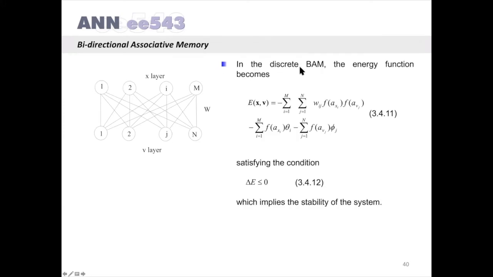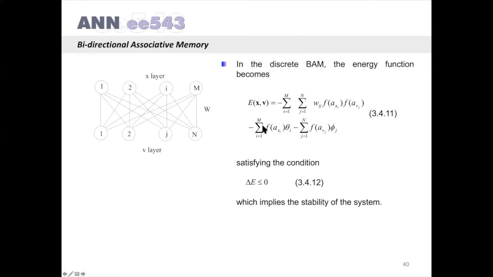In the discrete BAM, the energy function becomes the integral terms drop, and we have a double summation for each neuron in the V layer and for each neuron in the X layer. We are multiplying their outputs with the connection weights between them, and we have a minus here, and we are considering each neuron in this layer.